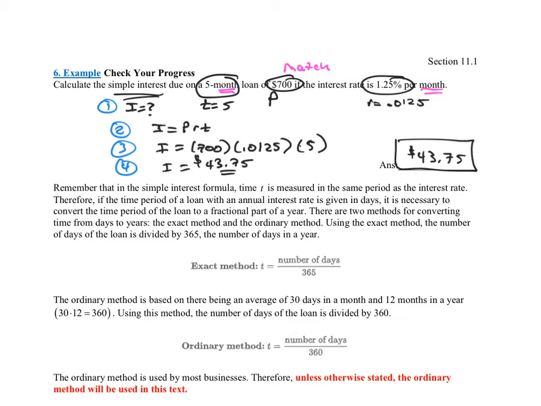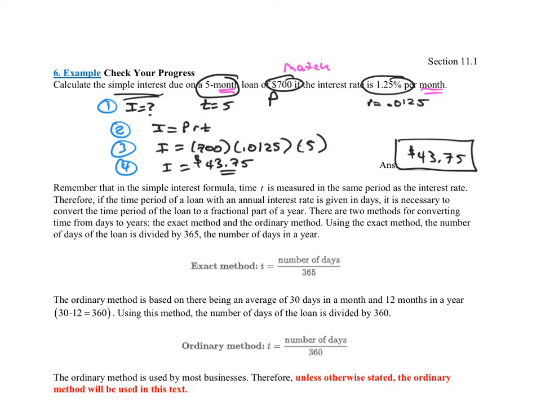All right, so let's find out what banks actually use or have been using. Let's look at this. It says, remember that in the simple interest formula, the time is measured in the same period as the interest rate. So this one was months and months. We've had months and years, which we had to make adjustment, and we had years and years, no adjustments made. Okay? It says, therefore, if a time period of a loan with an annual interest rate was given in days, it's necessary to convert the time period for the loan as a fraction of a part of a year. There are two methods converting the time from days to years: the exact method and the ordinary method.